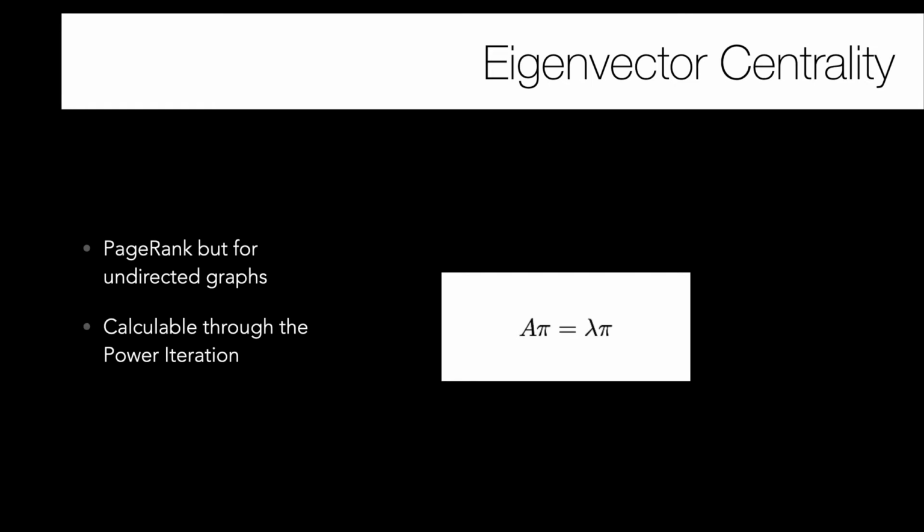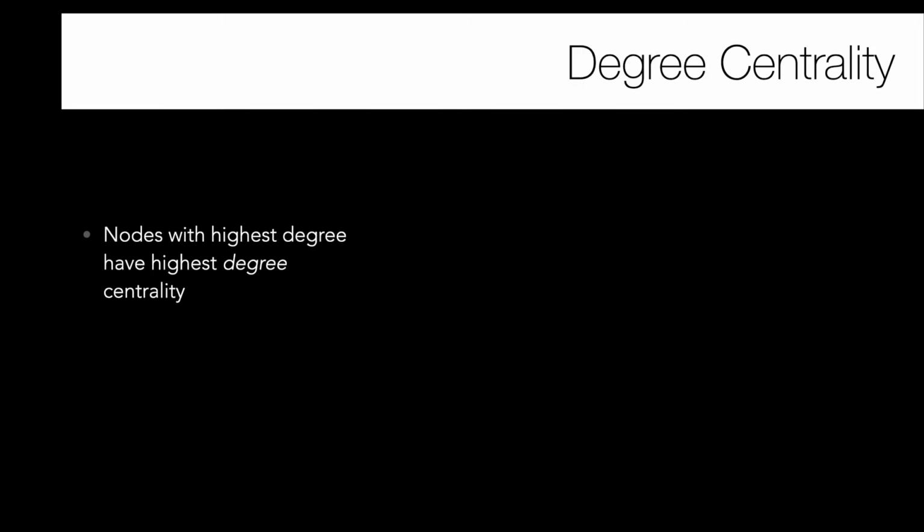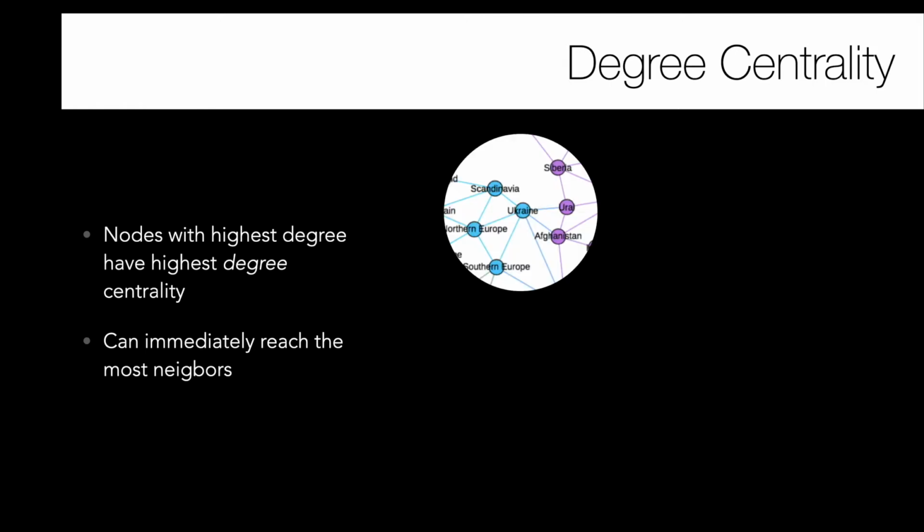And we can calculate this through power iteration in the same way that we did with PageRank. Degree centrality we've already kind of touched on, where we say nodes that have a high degree, or a high number of neighbors, must have some high level of importance. We call this straight degree centrality. The intuition here is that nodes with high degree centrality can reach many neighbors, or can reach the most neighbors if you have the highest degree centrality.